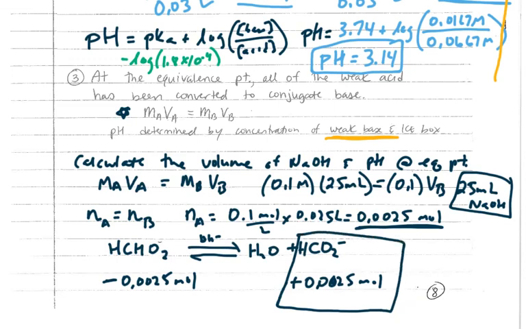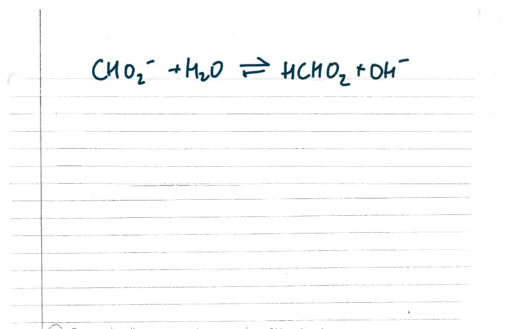And so we need to write out an ice box. We need to write the equation and figure out an ice box for this. So I'll do that on the next page, and I think I have just enough time to do this. So this weak base, CHO2 minus, plus water is going to react to form HCHO2 plus OH minus. And the Kb for this base is 5.6 times 10 to the negative fourth.